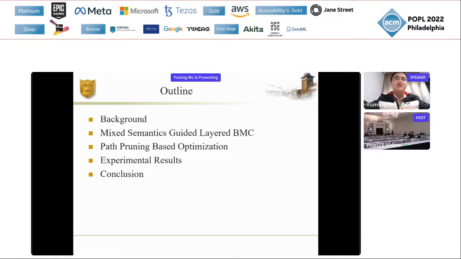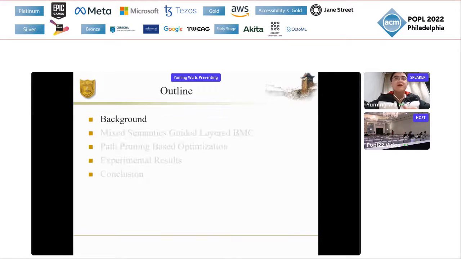Then I will introduce the mixed semantics guided layered method and the two path pruning-based optimizations. And I will show the evaluations of our framework on some benchmarks. Finally, I will conclude. The first part is the background.